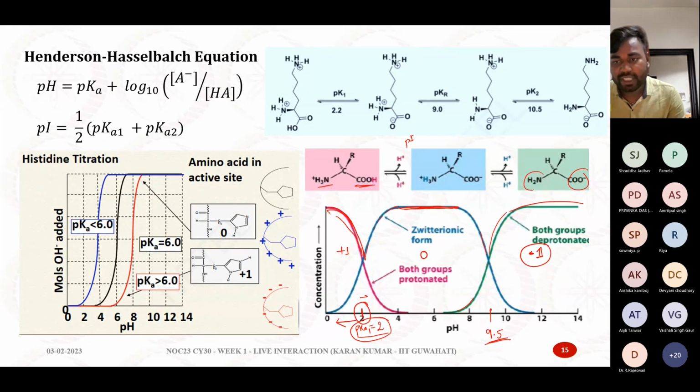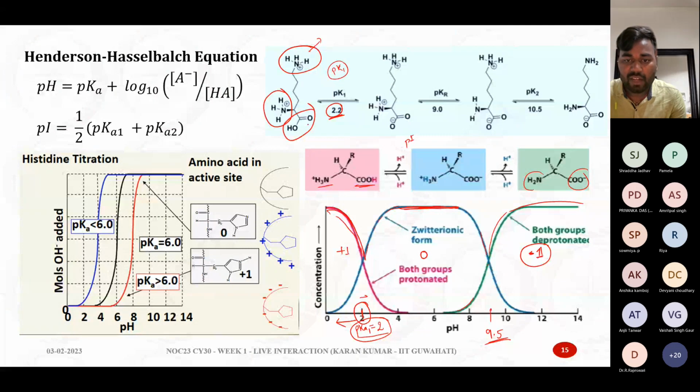Now let us discuss a positively charged amino acid. For a positively charged amino acid, apart from the alpha amino group and alpha carboxylic group, you will also have a side chain in which an amino group is there, which is arginine, right? So in case of pH lesser than 2.2, you have not hit pK1, where the alpha carboxylic group will lose its proton.